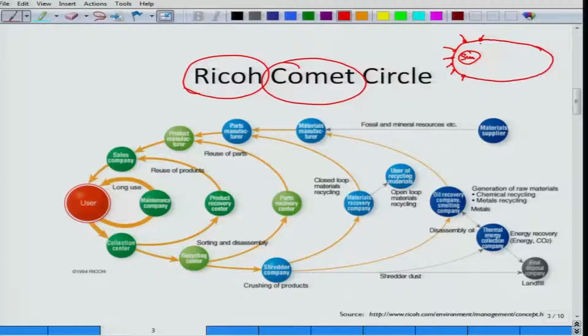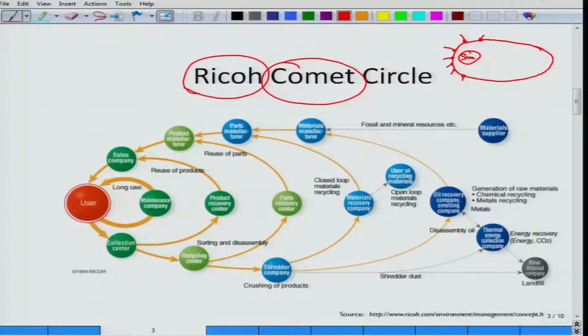So, what happens when the comet keeps on coming closer to the sun? One day this comet has to vanish. There is a life for the comet, maybe from hundreds to thousands of years, and finally it totally vanishes. So, this concept of a comet revolving around the sun is used to explain the degree of impact at each stage of the product. For example, this is a user here.